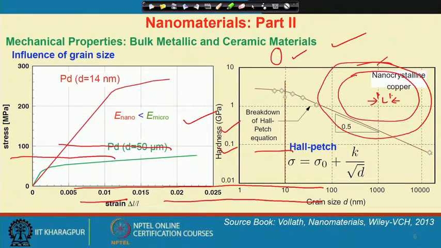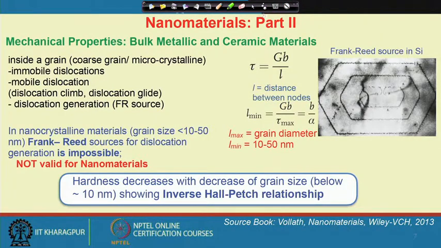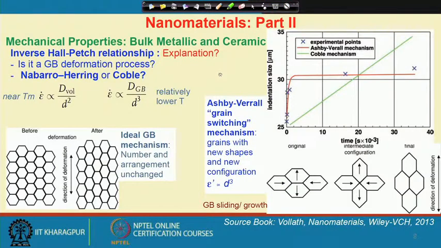You see here. So, a typical example or a schematic is shown here, that below 10 nanometer there is a breakdown of such a situation, and this is called an inverse Hall-Petch relationship. Okay. So, is there any mechanism involved in this? We have to think about this matter and try to learn what is unique about this inverse Hall-Petch relationship. Is it a grain boundary process?